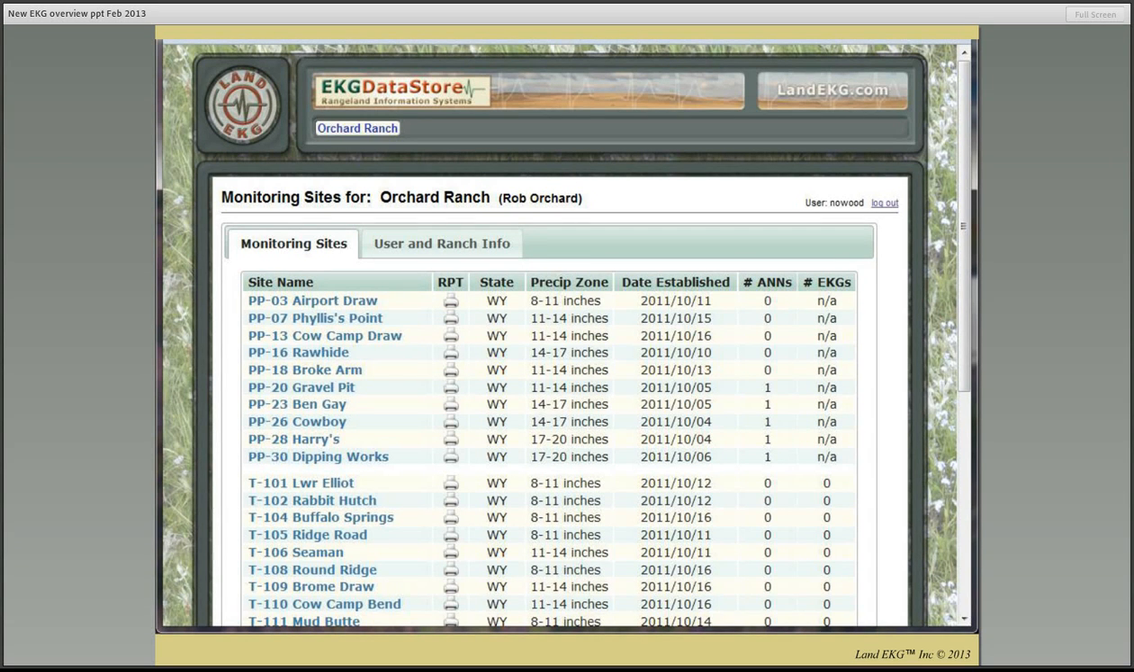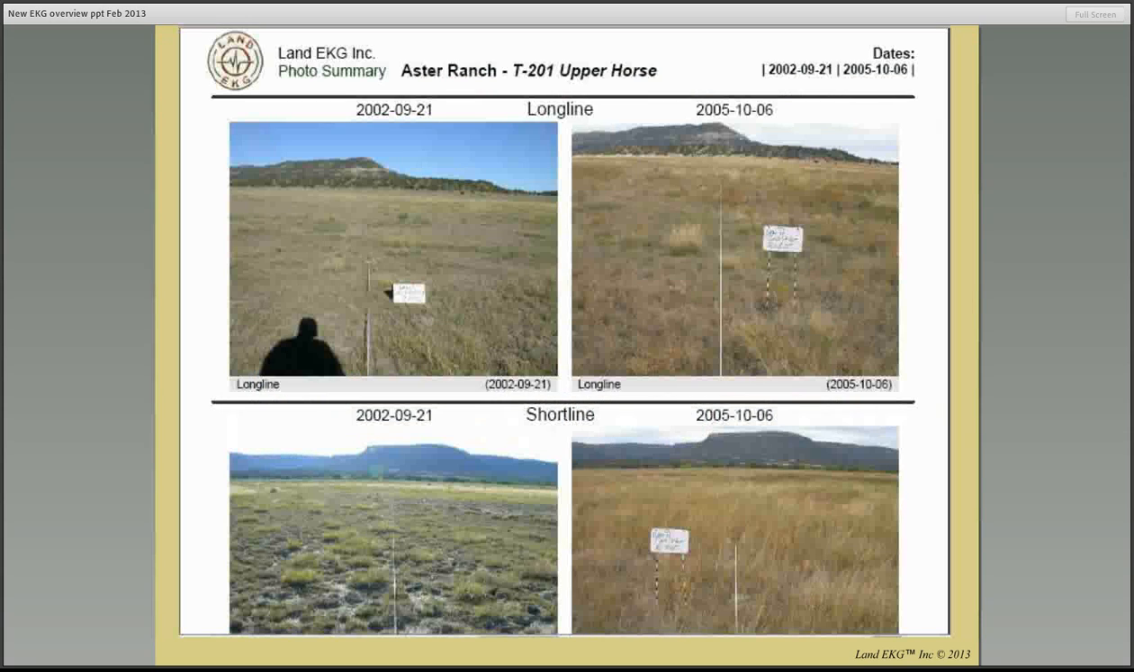I'm not going to spend a lot of time on this. I've got one other example of a slide. Here's an example where we've got a comparative ability with photography, where you just tell it what years you want to compare, and it will set these up. And so here's an example of a site that we can see from 2002 and 2005. Effectively, little change in the overall year, but a big change in the way that we grazed this landscape. And so you can see, especially on this long line picture, a difference in the overall productivity.